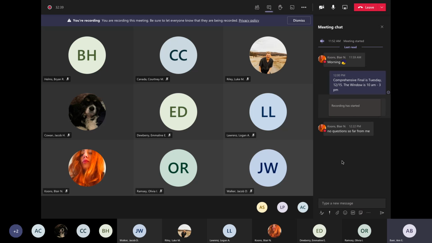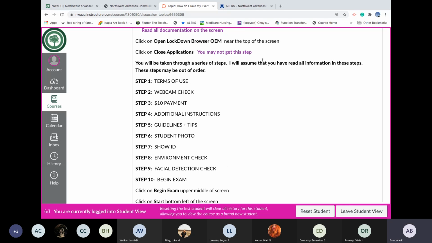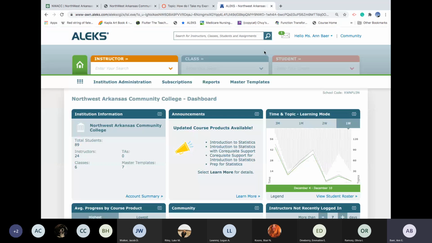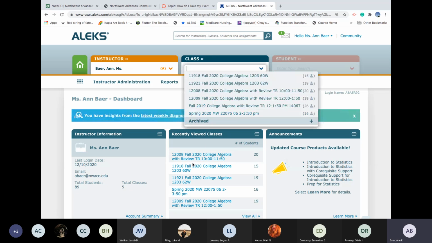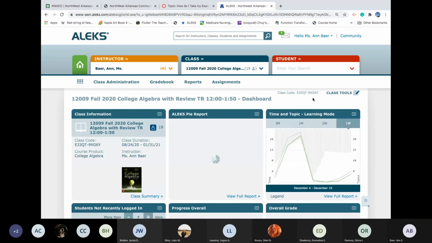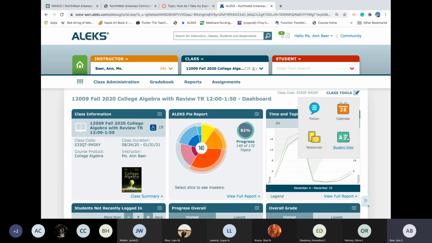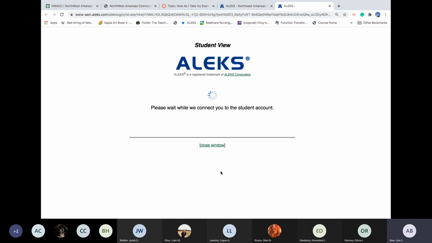But what you will know, let's go into ALEKS here. Let me see, I think I've got an ALEKS, yep. Let's go into ALEKS here. Pick your class, 12009. See where you got down here at the bottom. And let's go into Class Tools, Student View. Enter Student View.